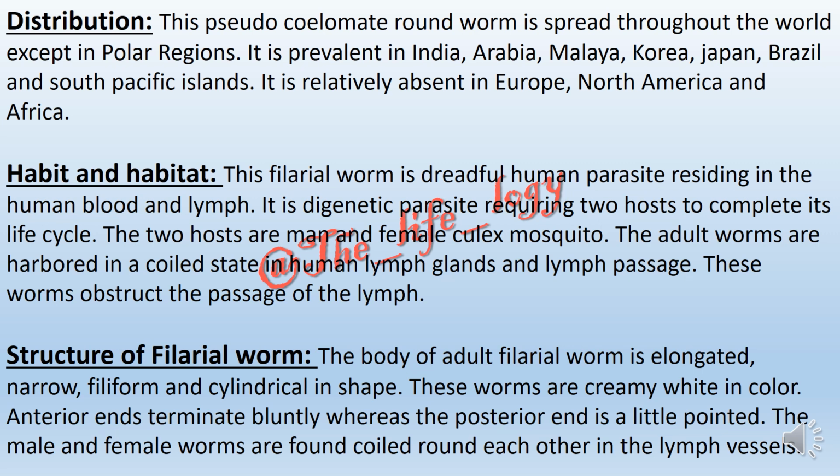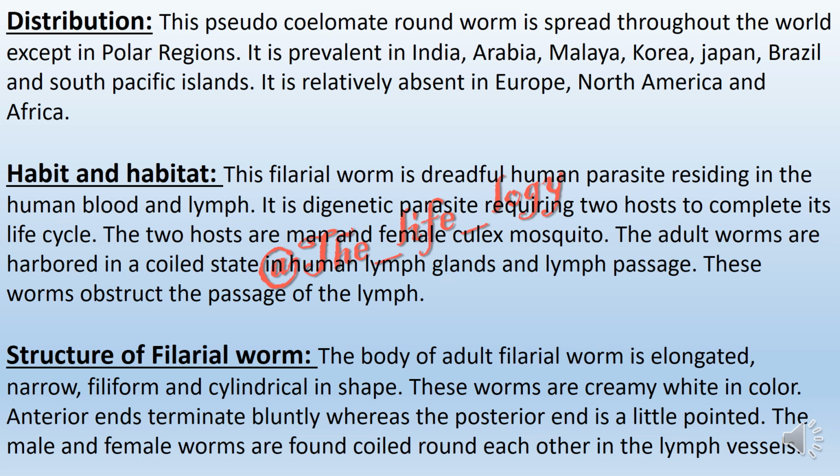Distribution. This pseudocoelomate roundworm is spread throughout the world except in the polar region. It is prevalent in India, Arabia, Malaya, Korea, Japan, Brazil and South Pacific Islands. It is relatively absent in Europe, North America and Africa. So basically it is cosmopolitan except for the polar region and Europe, North America and Africa.